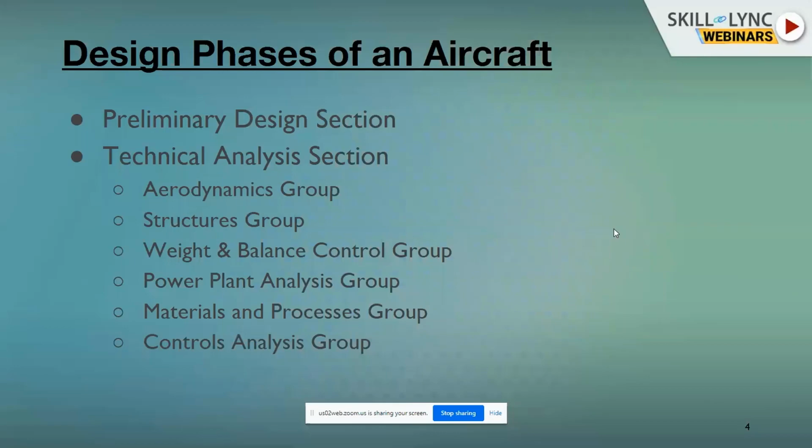Nobody loads the cargo in the rear or in the forward if it is empty. If it is fully occupied, not an issue. So these are the certain groups, like the power plant, which is the engines group, then the material and processes group: what material and what strength allowables it can carry. So that is like the groups. These are all the groups, and the control surfaces group.